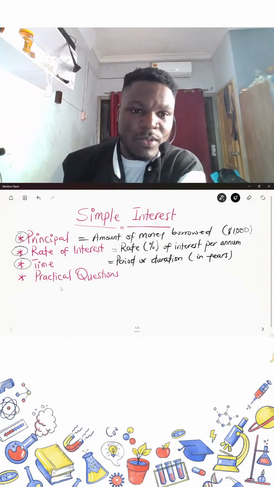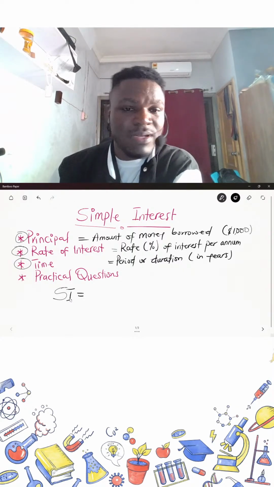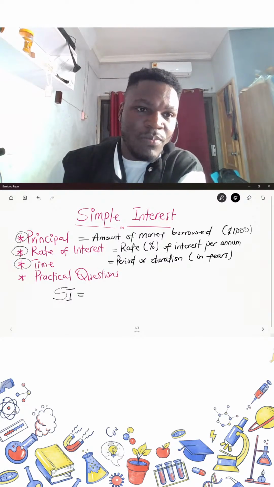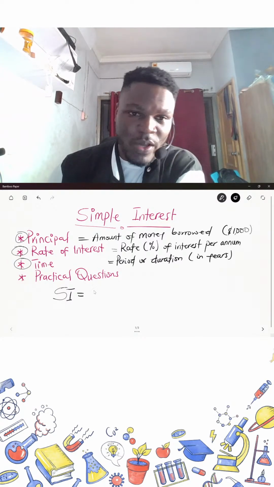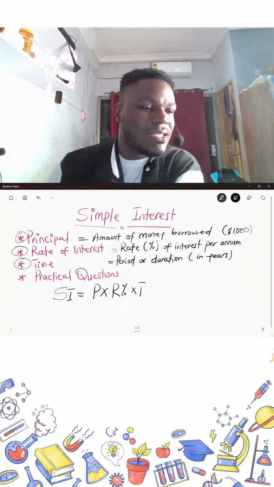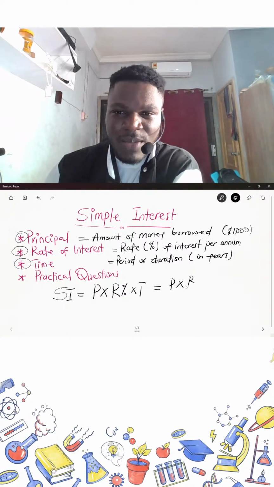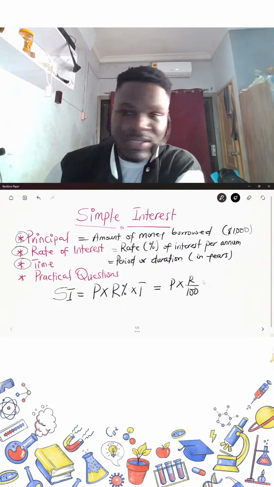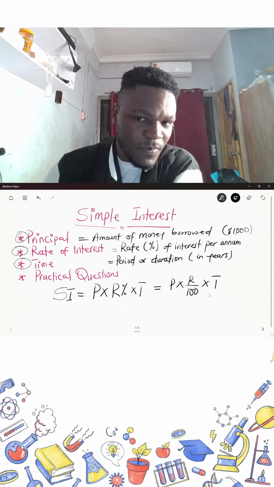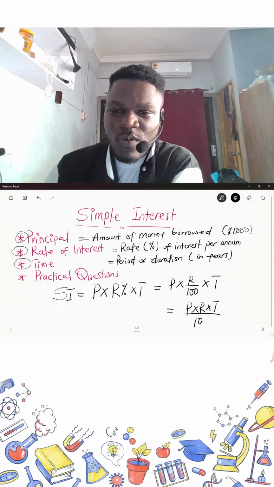Now, when we talk about simple interest, the formula for calculating it is very easy. It's just the product of the principal, the rate, and the time. So it's the principal multiplied by the rate, which is always in percentage, multiplied by the time. Because the rate is in percentage, the rate will be something over 100, that is, we are taking the percentage out, multiplied by the time. Which you can rewrite as basically the principal multiplied by the rate multiplied by time, all over 100.